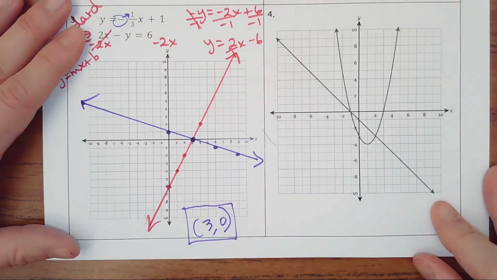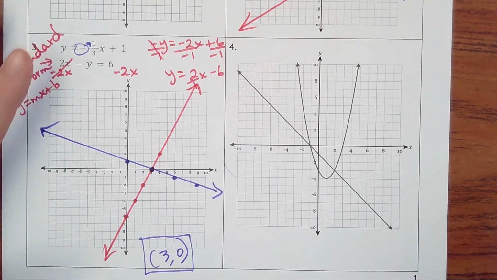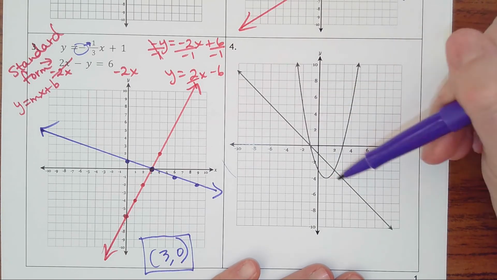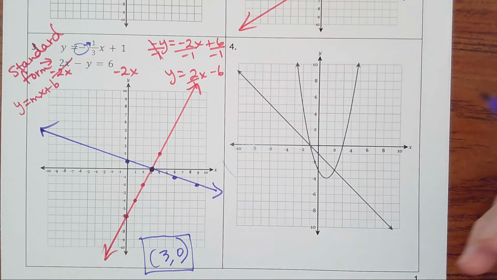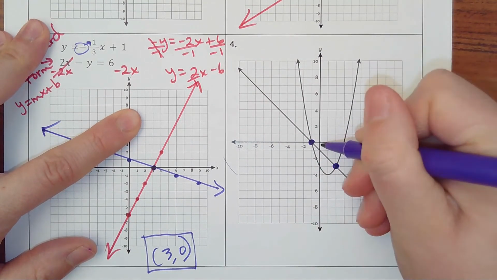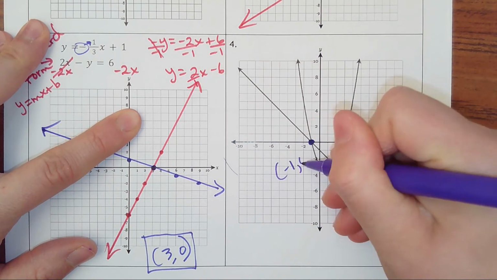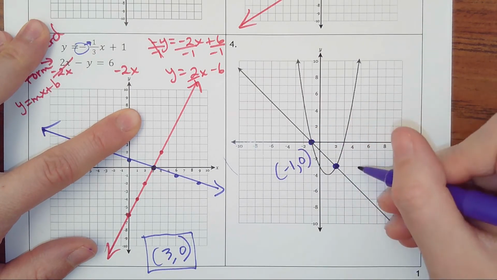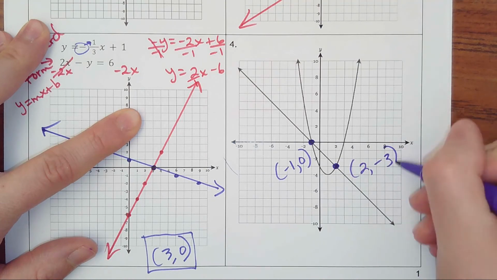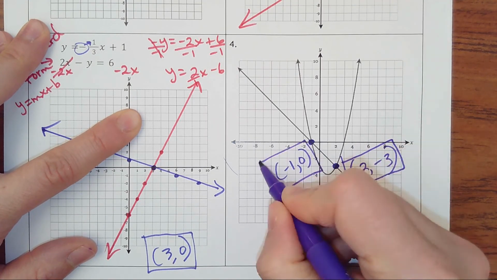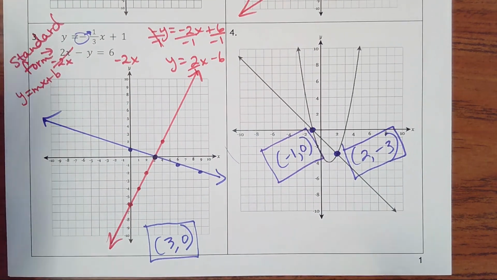Okay, and then the last one I want you to just be aware of is sometimes you have where a quadratic or a parabola meets a linear function. And I'm seeing actually 2 places where they intersect, and that would be at (-1, 0) and at (2, -3). So that's all you're doing on those, because we have not learned how to do those any other way yet. And that's it.